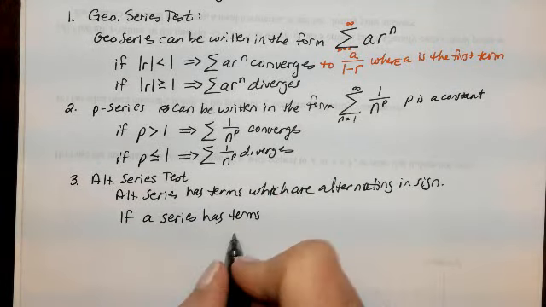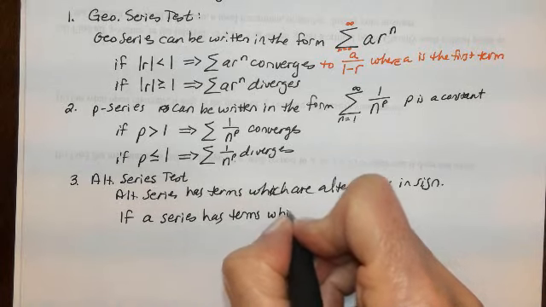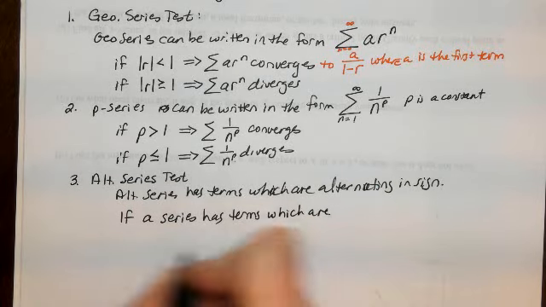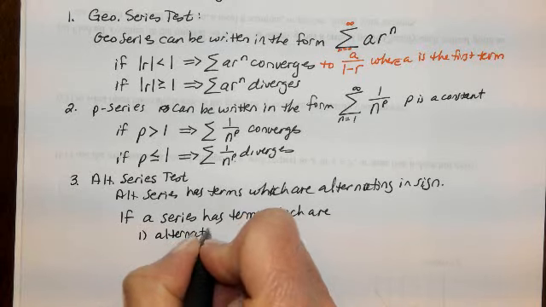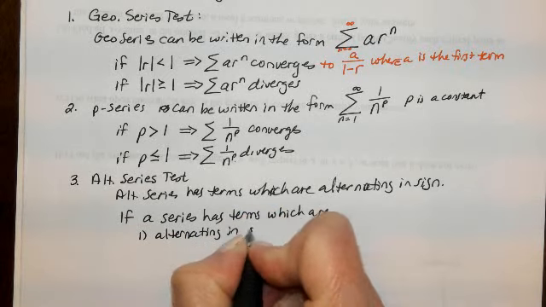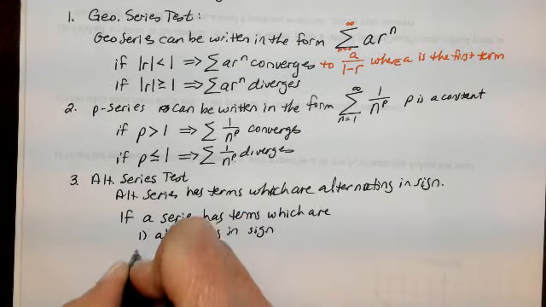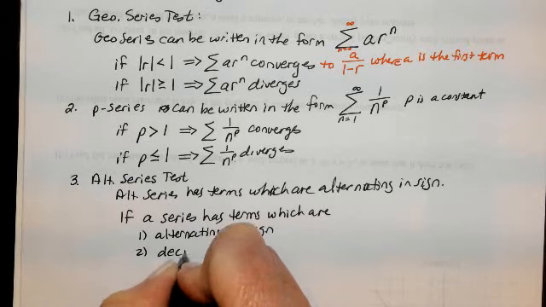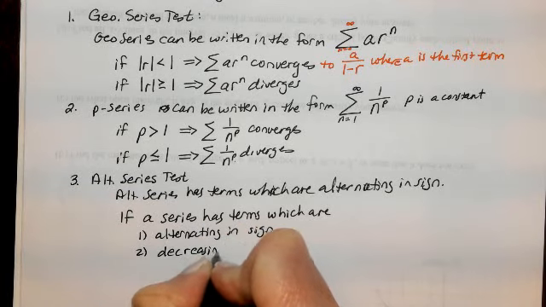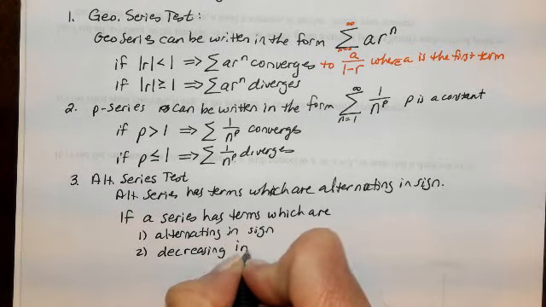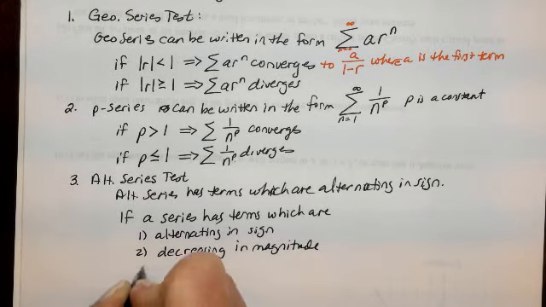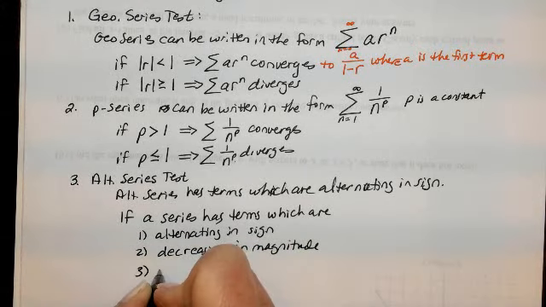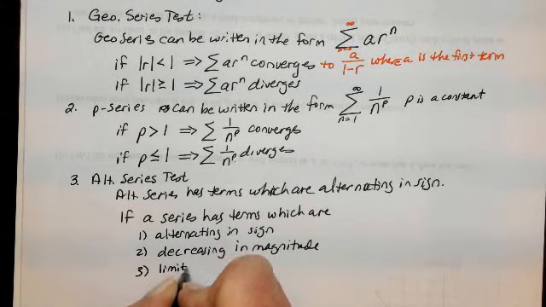Okay, if a series has terms which are alternating in sign, and decreasing in magnitude, to 0. In other words, and has a limit of 0.